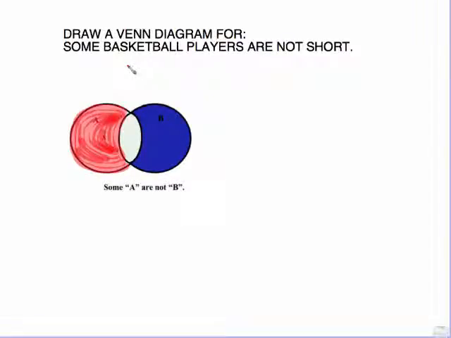And sometimes you have to look at some A are not B. That would be this red portion over here. Some A are not B. So what we just looked at a second ago is the some A are B. Well, these A's have nothing in common with these B's over here. So this is some A are not B.